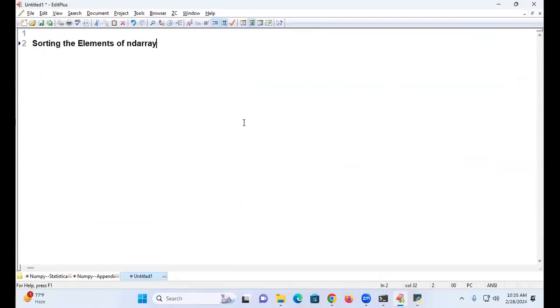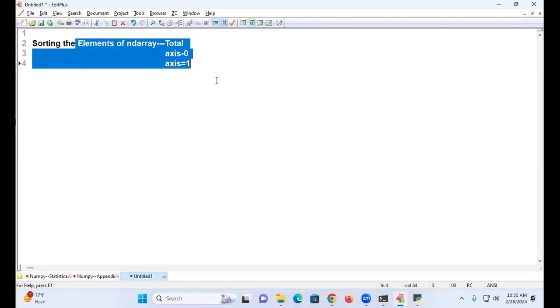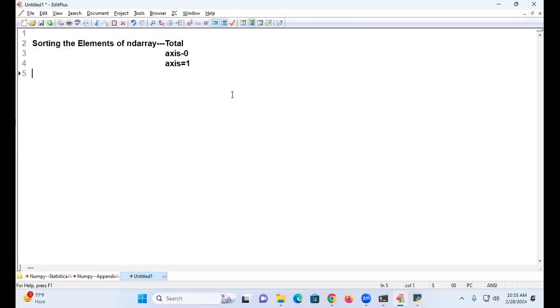ND array, total ND array with what axis? Axis wise, I will take axis 0 and what is next? Axis 1. How to go for sorting the elements of ND array. And after that, I'll introduce some linear algebra. I will explain linear algebra. And before that, one more topic I will cover. Universal functions I will tell you.